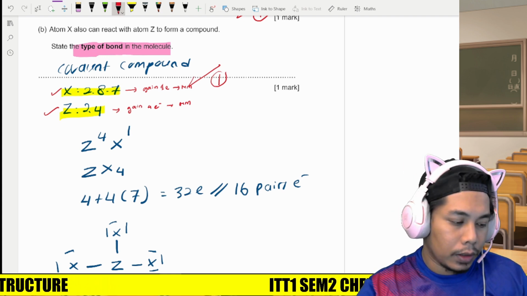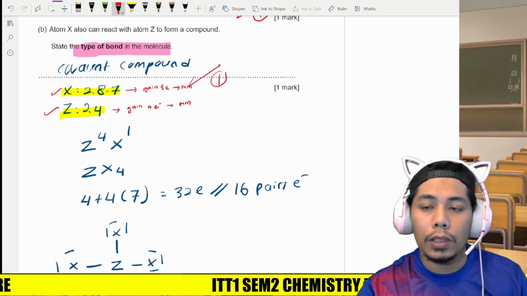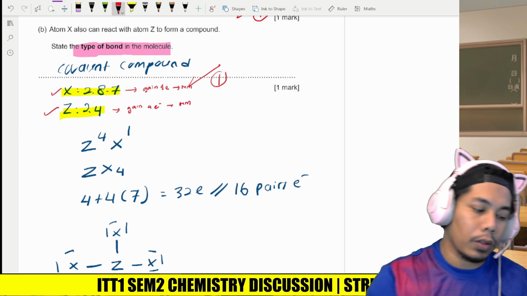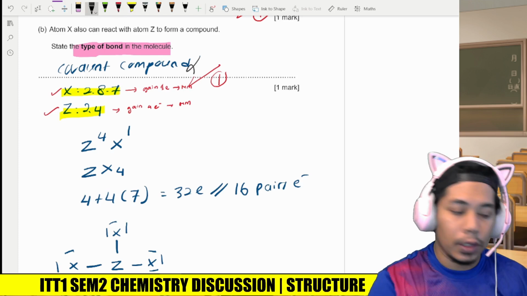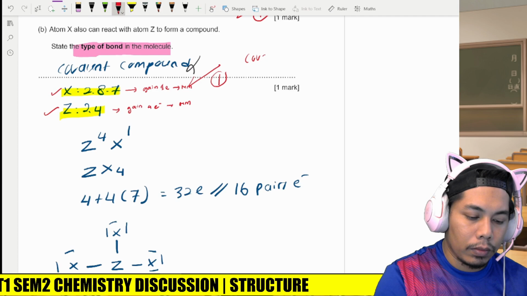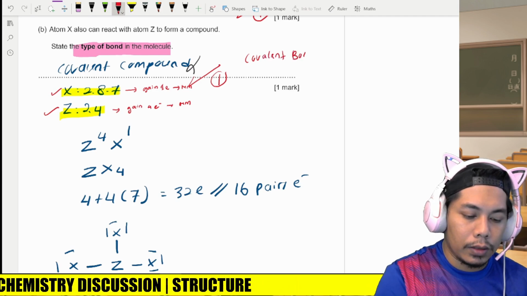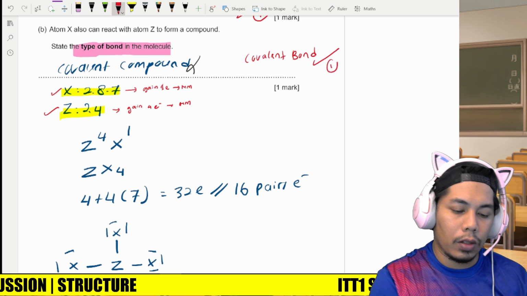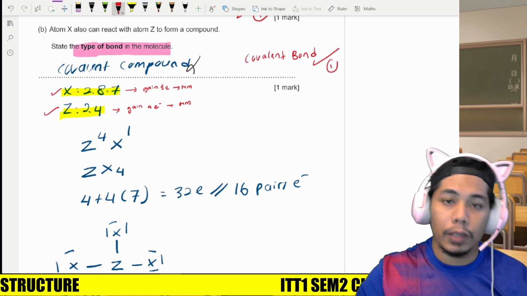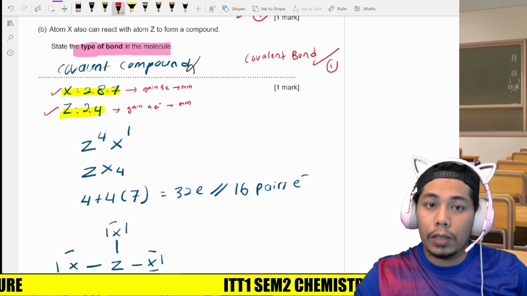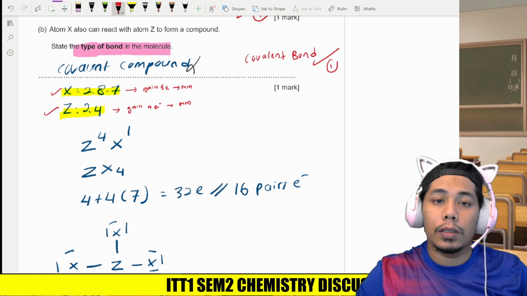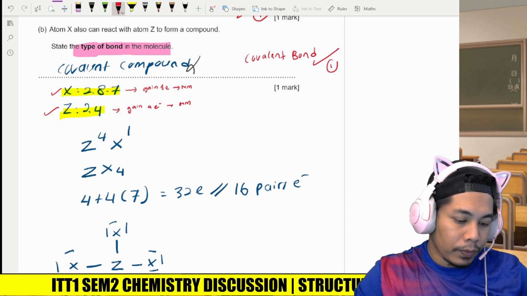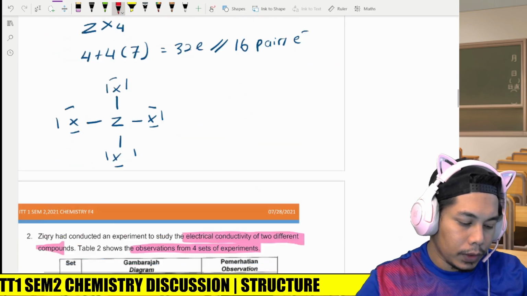Okay, so state the type of bond. If the question asks about bond, you answer bond. If you answer compound, the answer is wrong. The correct answer is covalent bond. Don't answer covalent compound. Covalent bond, not covalent compound. It depends on the question. If the question asks about the type of compound, answer covalent compound. If the question asks the type of bond, answer covalent bond. So 1 mark. Okay, next.